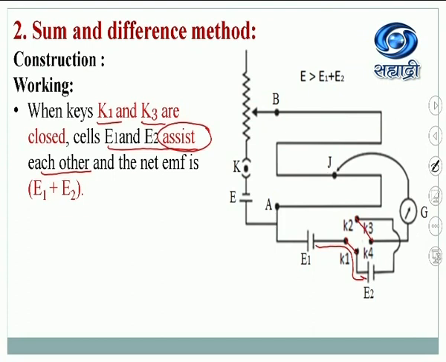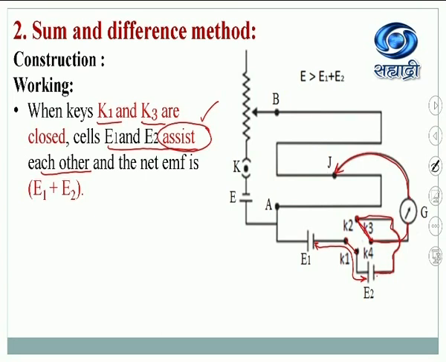So this is connected to the positive terminal of E2. When we say that the negative terminal of E1 is connected to the positive of E2, that means they assist each other. That is definitely. Then next, how does the circuit get completed? The negative terminal of this E2 comes here. Then from here this is connected, so it will go to this galvanometer and this circuit will be completed.